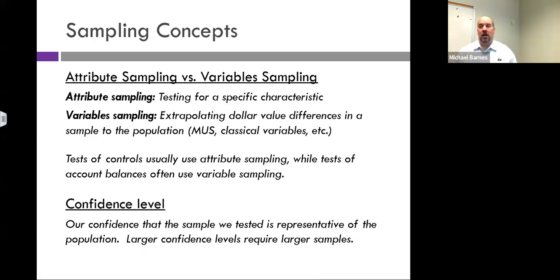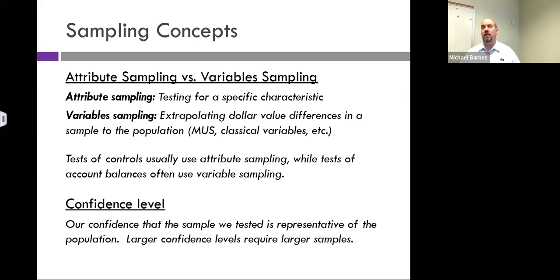As far as what we're going to be talking about today, we're going to be focusing on attribute sampling. Attribute sampling is when we test for a specific characteristic of an item. Effectively, we're just answering a yes/no question, saying the characteristic exists or does not exist. And you may notice down here it says tests of controls usually use attribute sampling, which makes sense because in tests of controls, we're trying to answer a yes/no question. Is the control effective? If the answer is that the control is effective, then we say yes. If it's not, then we say no, which is the attribute that we're testing for.